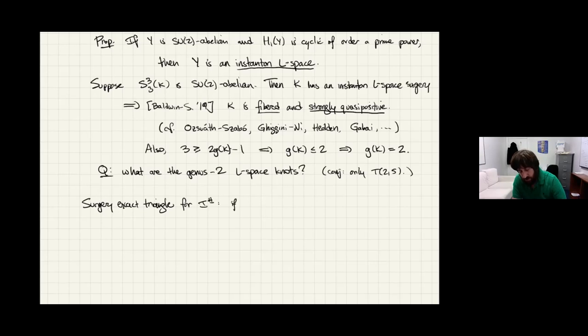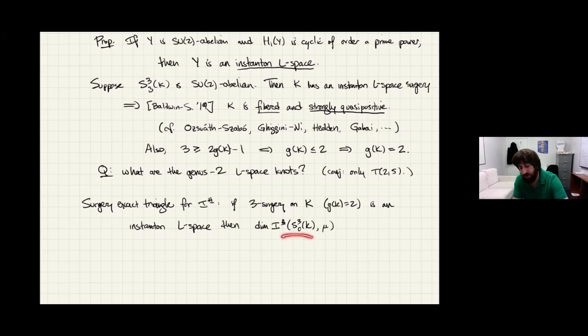And what you end up seeing is that if 3 surgery on K, where K has genus 2, is an instanton L space, then the 0 surgery on K has instanton homology, and I'm going to decorate this with a meridian. What this means really is that, like I said, there's a choice of bundle involved in defining instanton homology, and I'm asking for a non-trivial bundle that you can detect by seeing it behave non-trivially on a meridian of the knot.